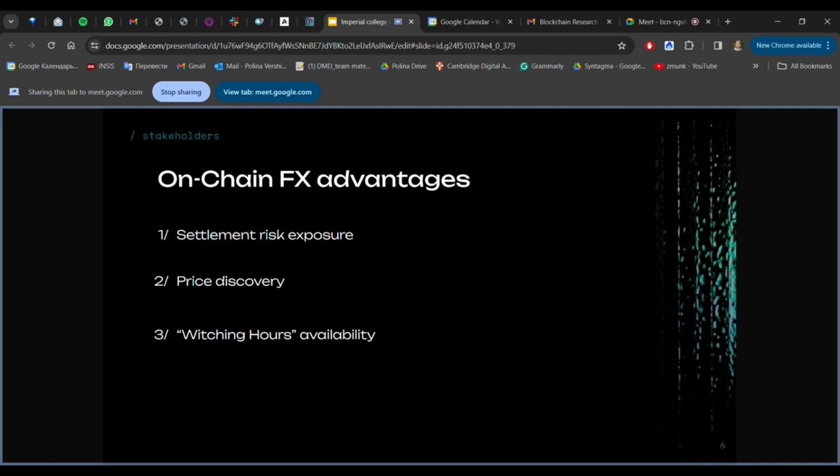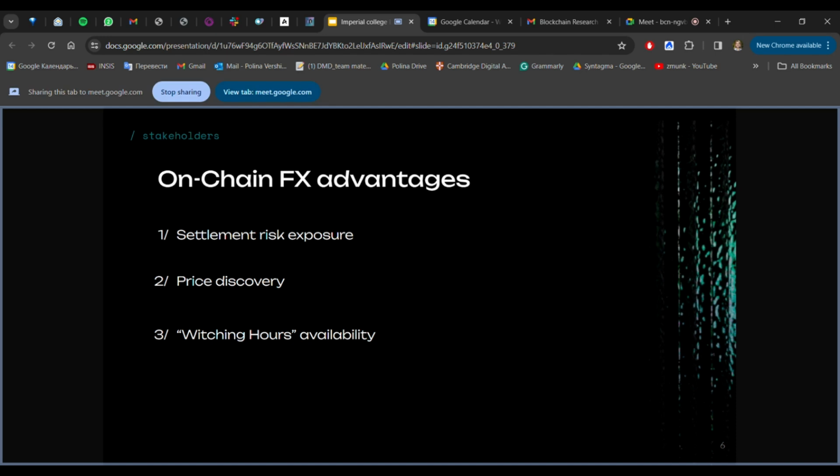So potentially, and I'll show you, it can improve price discovery, and the prices that an exchange tells you will be more accurate than other mechanisms would provide. And the last advantage is so-called witching hours. If you think that it's about witchcraft, I have to disappoint you. It's not really. There are different ways people use witching hours in finance.